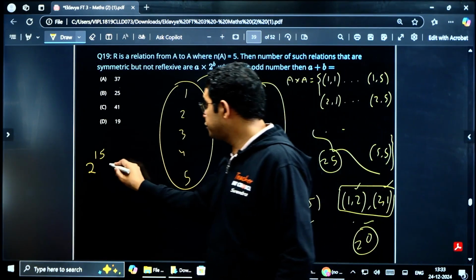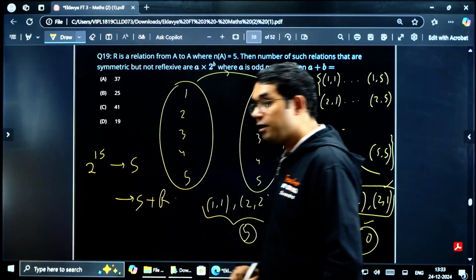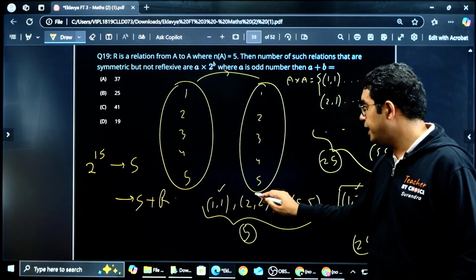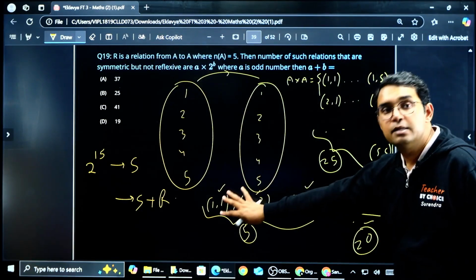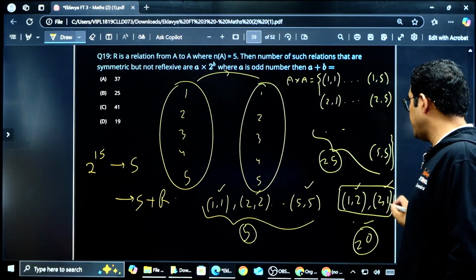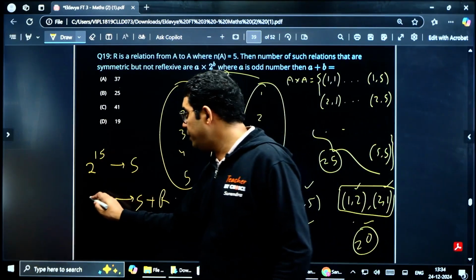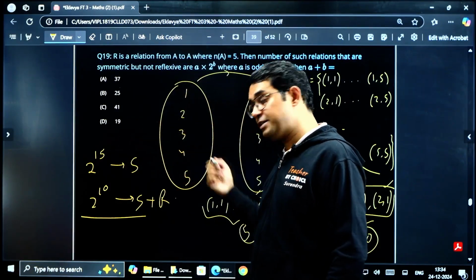Now if I have to choose symmetric plus reflexive, now you know it, reflexive means all such entries have to be there in the relation: 1 1, 2 2, 3 3, 4 4, 5 5. So these I cannot choose now, they have to be there. If this relation is reflexive, I can only choose from these 20, and that will again be done in 2 power 10 ways only. So symmetric is this, symmetric plus reflexive is there.